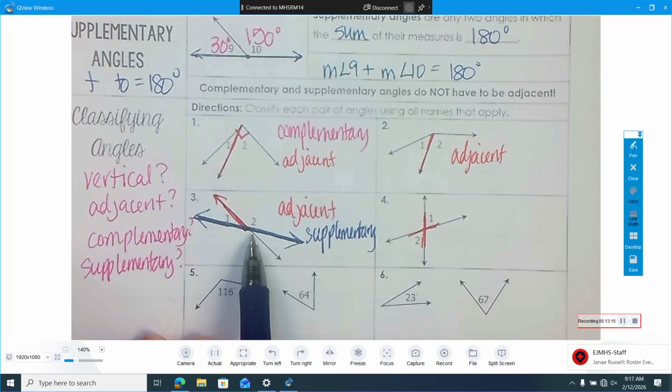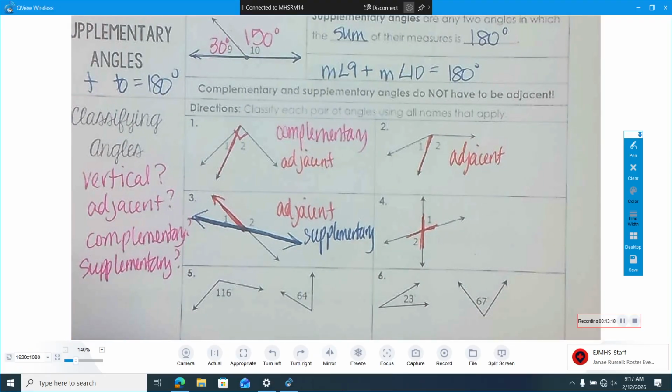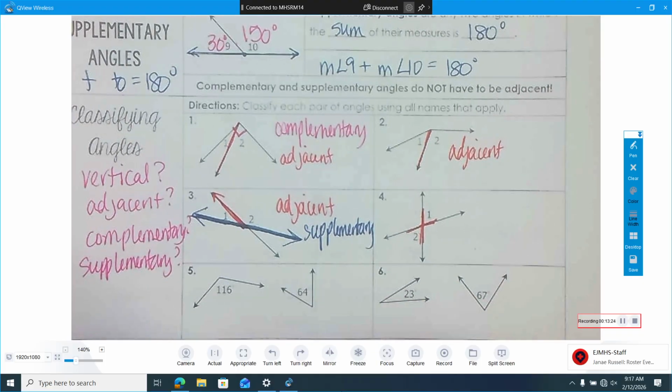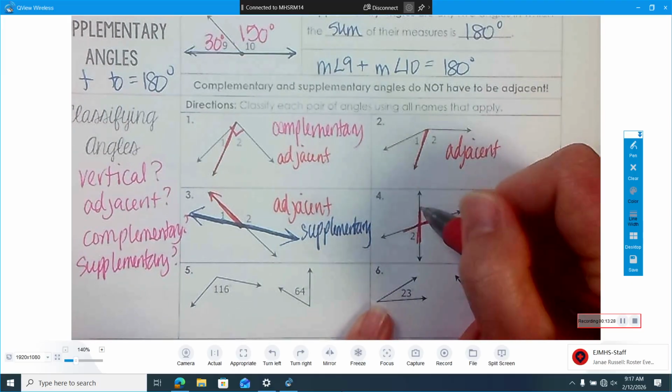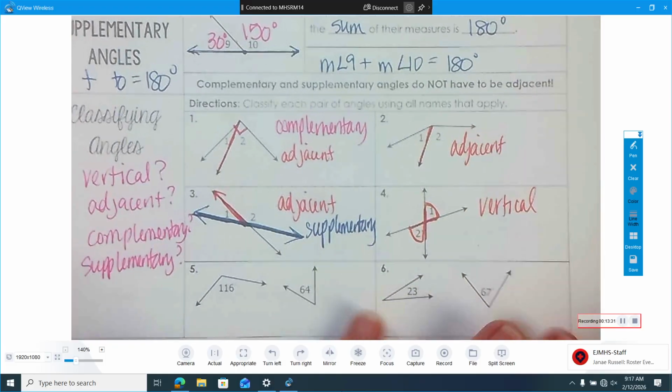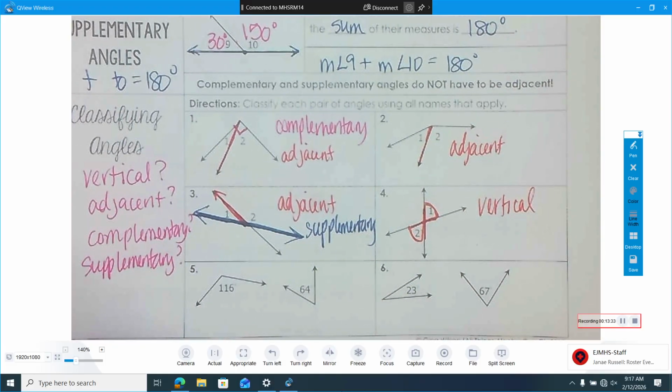All right, I'm trying to color code here. So we said over here on number 4, what kind of angles are 1 and 2? Vertical angles, yes. They are across from each other with intersecting lines.